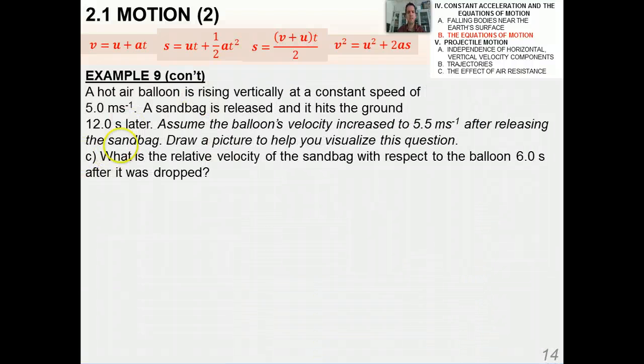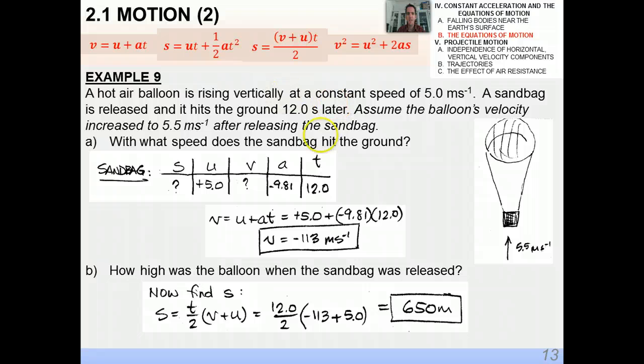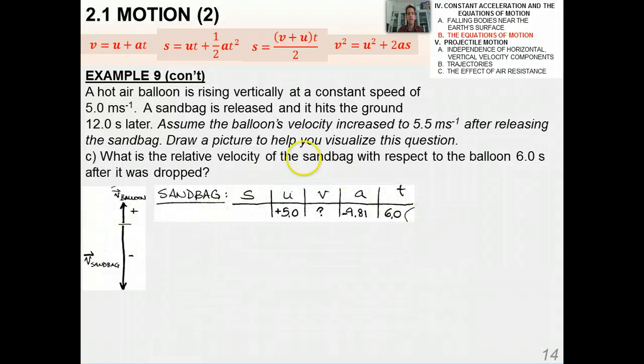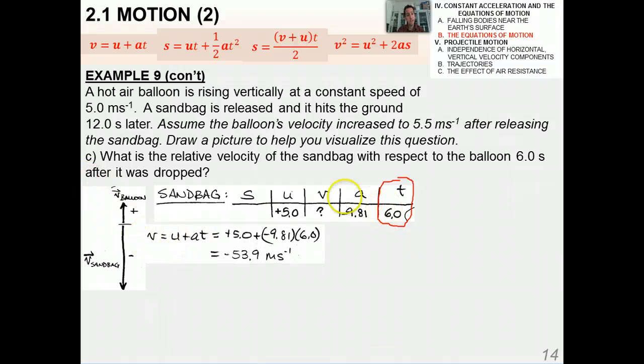Okay, now C, this is the interesting one. What's the relative velocity of the sandbag with respect to the balloon 6 seconds after it dropped? Now, it takes 12 seconds for it to hit the ground, so at 6 seconds, it's obviously well in midair. Now, for the sandbag, in this case, there's a new SUVAT table where I've changed my time from 12 seconds to 6 seconds. I then find the velocity of the sandbag after 6 seconds is negative 53.9.